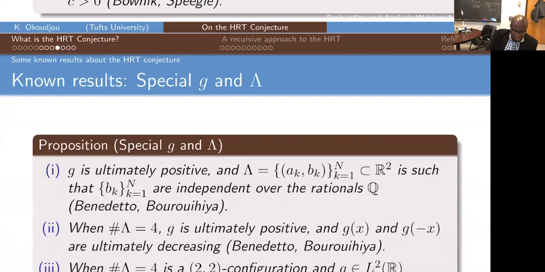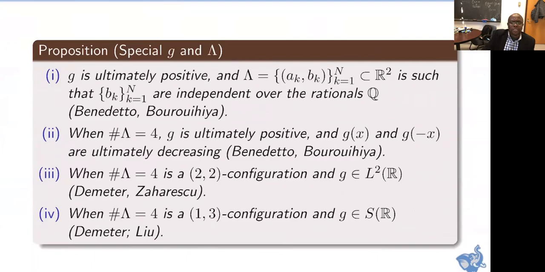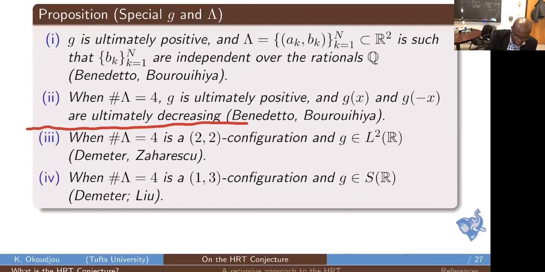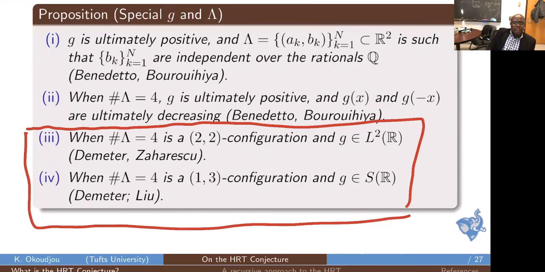There are now some combinations, and I'm just listing a few of them here. I'm not going to worry too much about trying to explain any of these, except the very last two. Those are the ones that I actually want to spend my time talking about today. So I said a minute ago that the HRT conjecture has been settled for any 3 points in 2 dimensions. And so the next natural case that you'll think about is the set of 4 points.